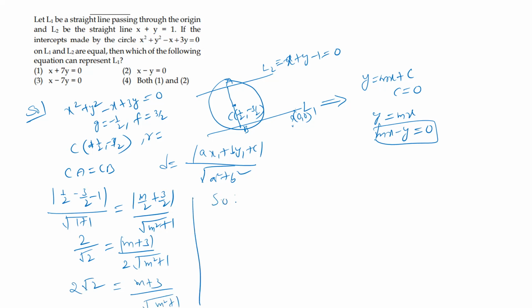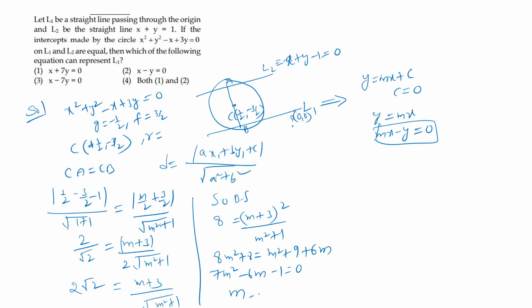By squaring on both sides and simplifying, we get 8 equals m plus 3 whole square divided by m square plus 1. Cross multiplication gives 8m square plus 8 is equal to m square plus 9 plus 6m. Sending these values across, we get 7m square minus 6m minus 1 equal to 0. If we factorize, the m values we get are either 1 or minus 1 by 7.